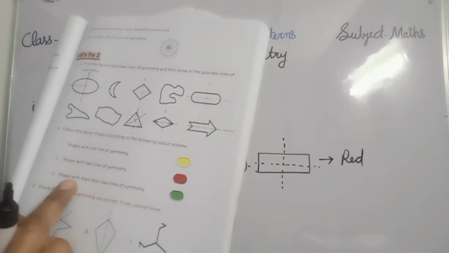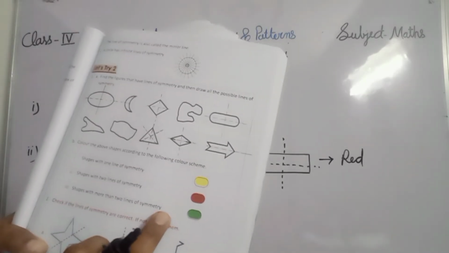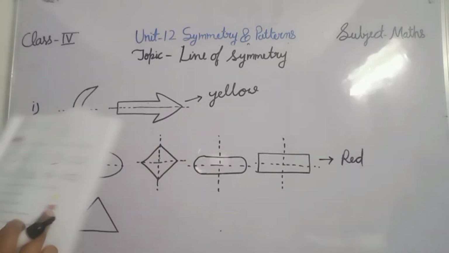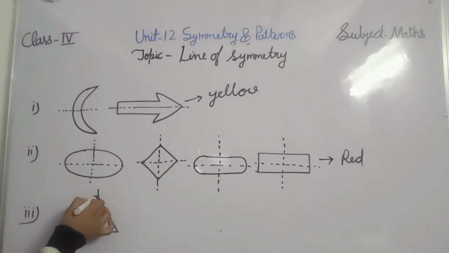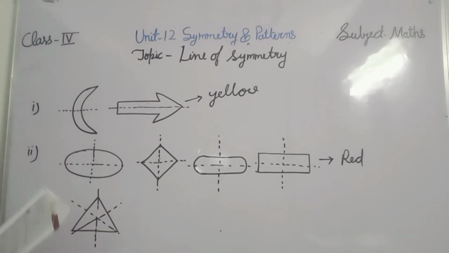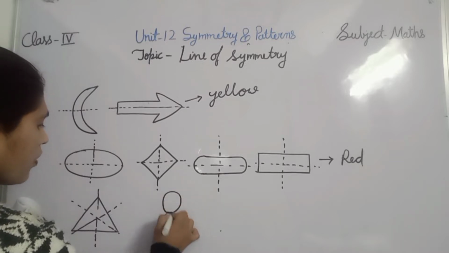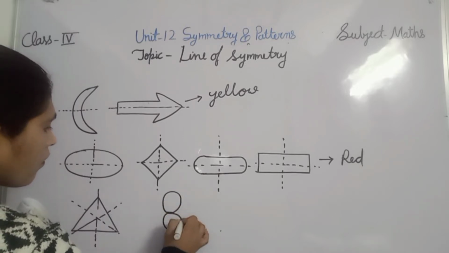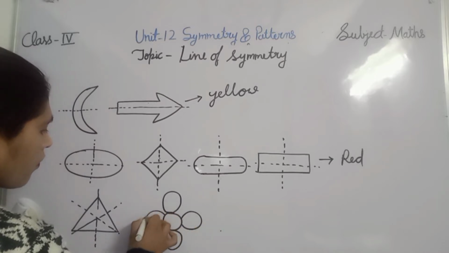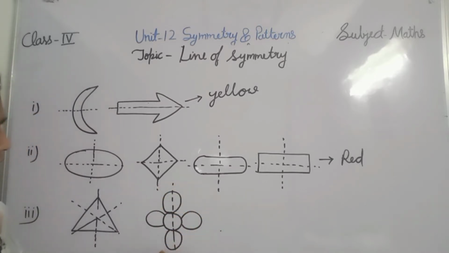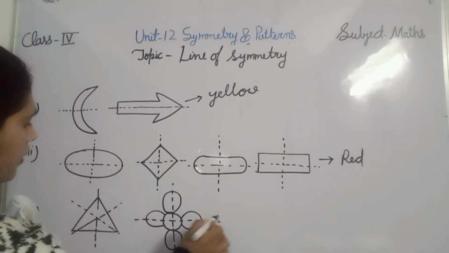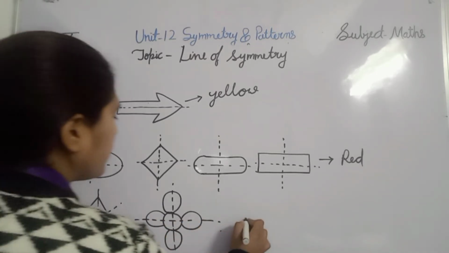Now next is shapes with more than two lines of symmetry. More than two lines of symmetry you can draw here. This triangle: one line of symmetry, two lines of symmetry, three lines of symmetry. Yes. And what other shape can you draw? You can draw the flower shape also. You can draw the circle. This flower shape also, you can divide it here. You can divide it here. So these you have to color with green color.